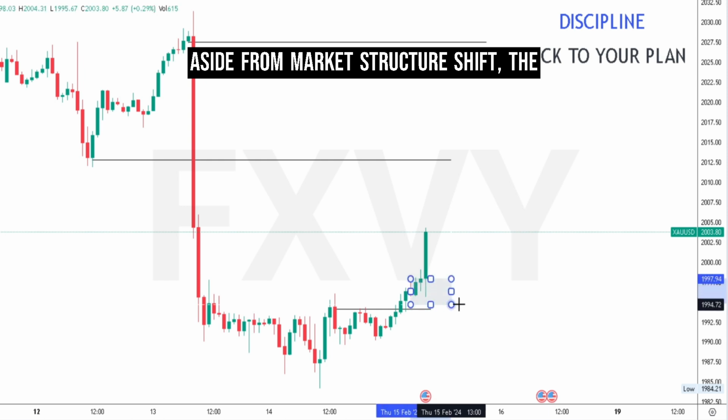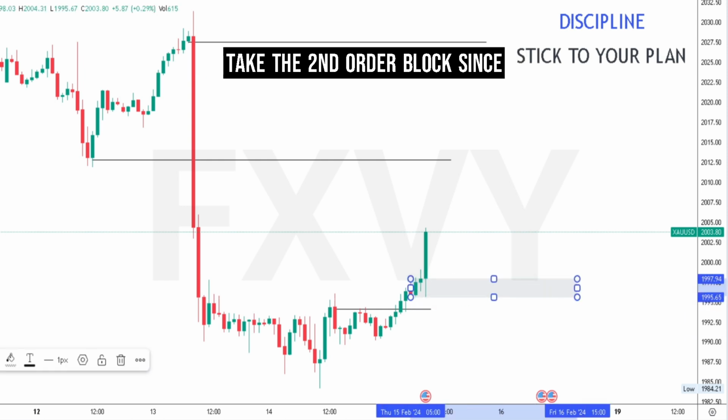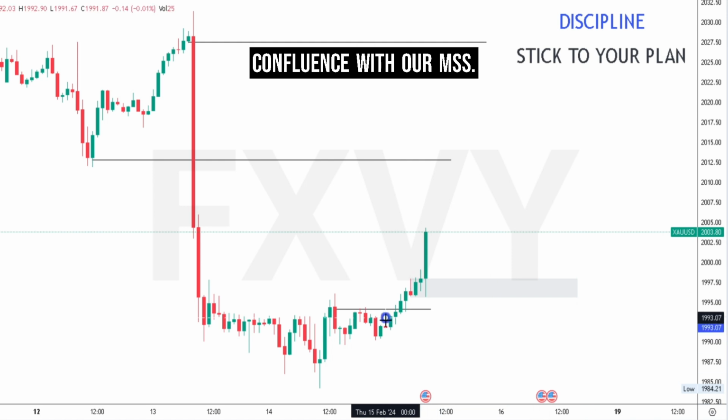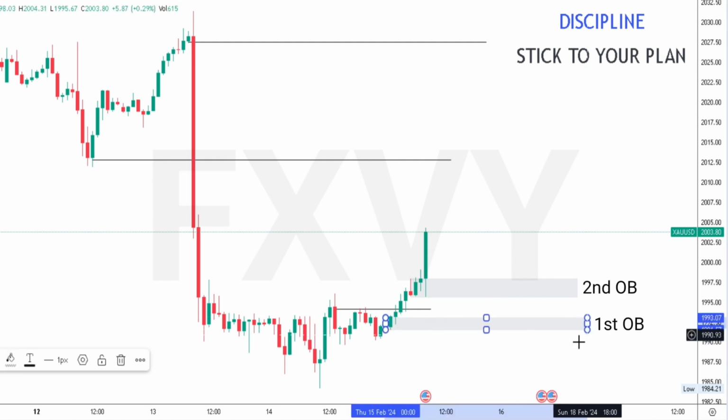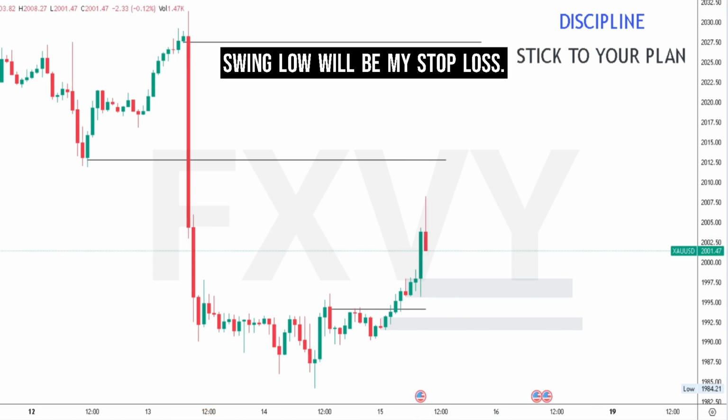Aside from the market structure shift, the market created two order blocks. We'll take the second order block since it is in confluence with our market structure shift. The first order block together with the recent swing low will be my stop loss.